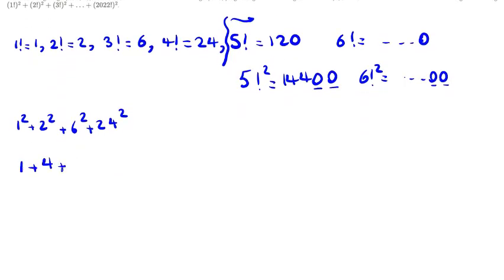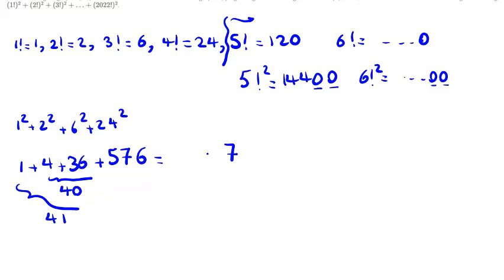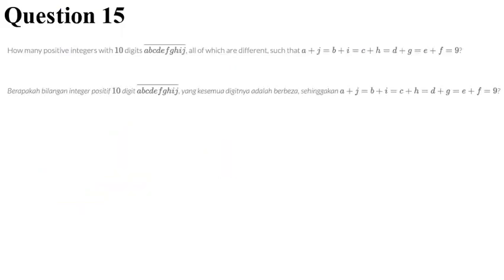1 plus 4 plus 36. 24 squared is 576. Here it is what? 40. It is what? 41. And 1 plus 6, 7. 4 plus 7, 1. So the last two digits is 17.